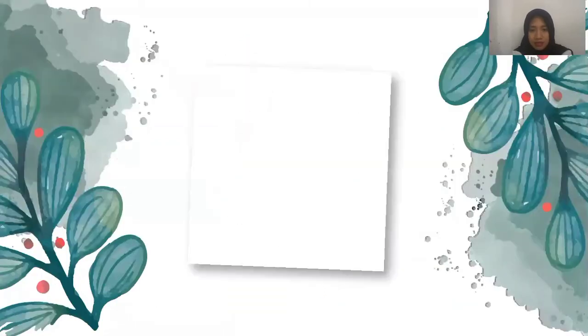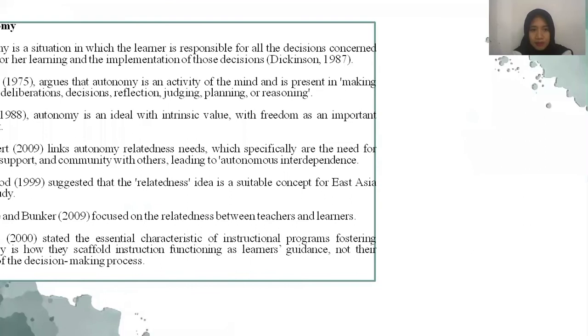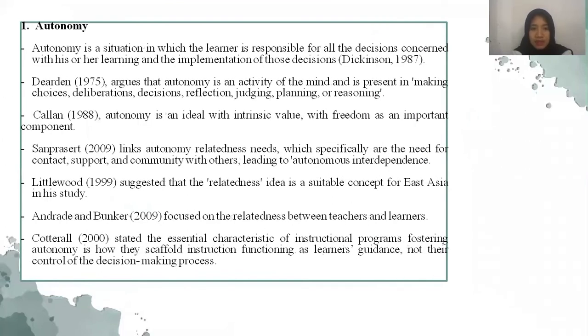And then chapter 2, literature review. First, autonomy. Autonomy is a situation in which the learner is responsible for all the decisions concerned with his or her learning and the implementation of the decision. Based on Dickinson 1987, autonomy is an activity of the mind and is present in making choice, deliberations, decision, reflection, judging, planning, and reasoning. Based on Cullen 1988, autonomy is an ideal with intrinsic value, with freedom as an important component.